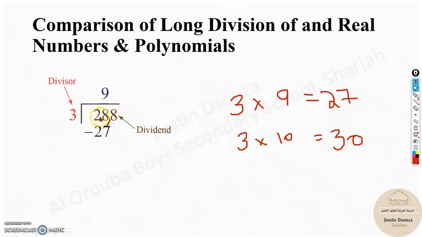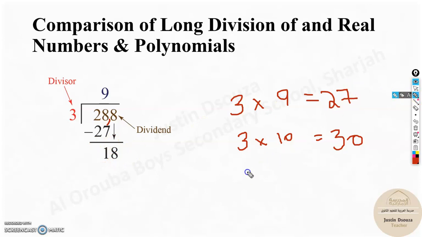Now when you solve it, 28 minus 27 will be 1. So always remember this particular number must be less than the number above. So what next? Now this is done. Bring the 8 down, so that comes over here. Because again, 1 is less than 3, right? You can't solve. Now bring this down. Now see how many times 3 is equal to or close to 18.